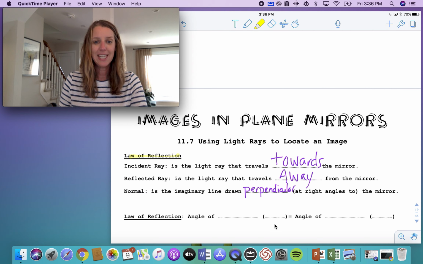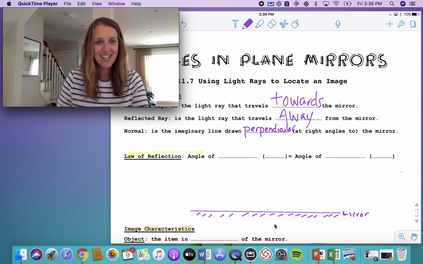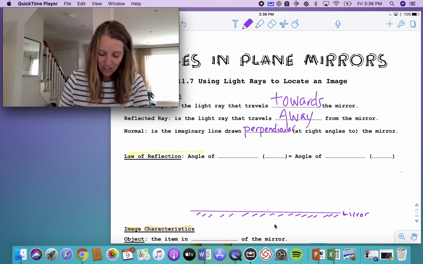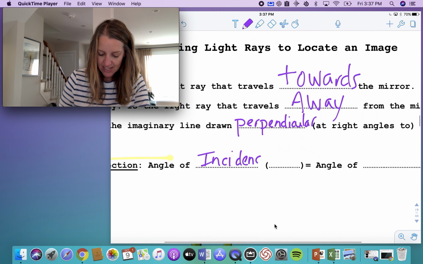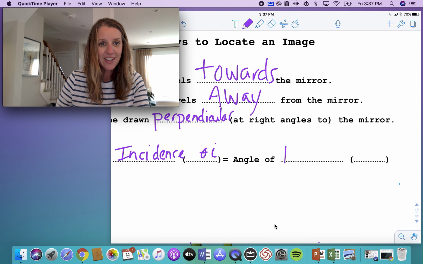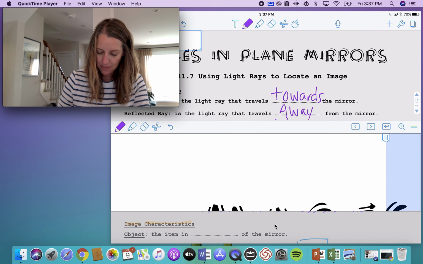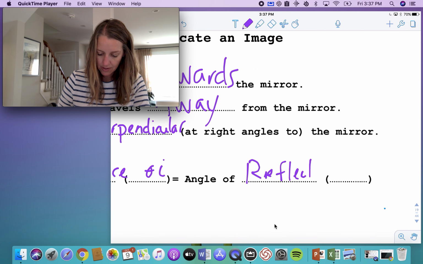Remember, the incident ray is the light that travels towards the mirror. The reflected ray is the light that travels away from the mirror. The normal is an imaginary line drawn perpendicular, at a right angle, to the mirror. What does the law of reflection state? It states that the angle of incidence, that is theta I, is equal to the angle of reflection, and that would be theta R.